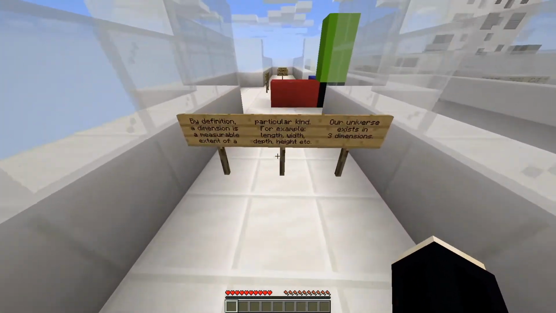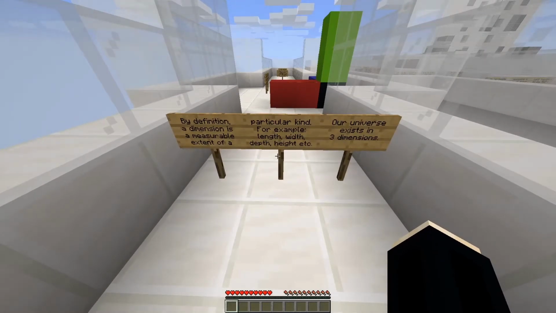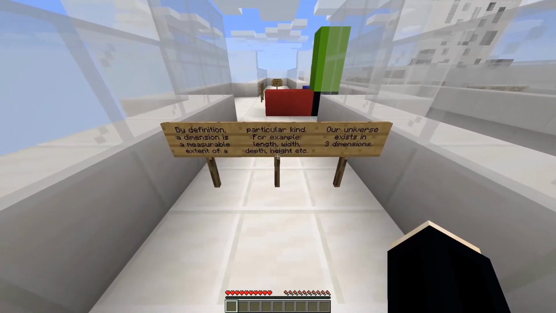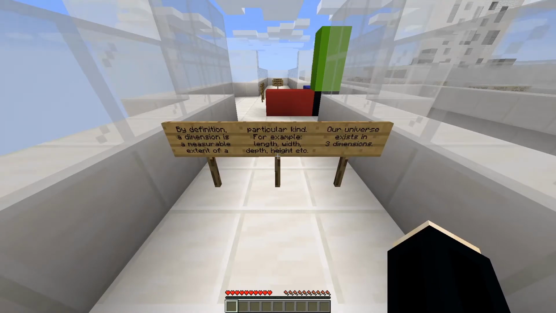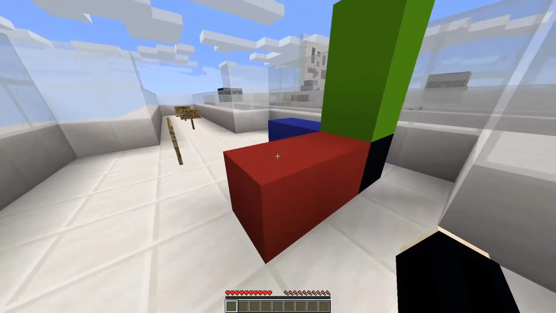Course 1. What is a dimension? By definition, a dimension is a measurable extent of a particular kind. For example, length, width, height, etc. Our universe exists in 3 dimensions.